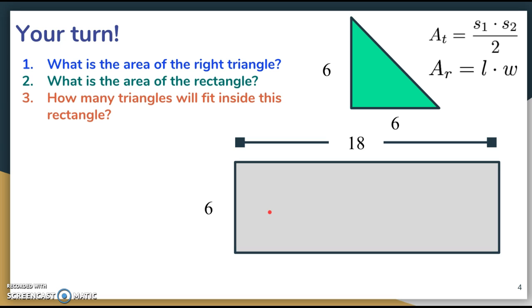So now it's your turn. What is the area of this right triangle? What is the area of this rectangle? And then how many of these triangles will fit inside the rectangle? In other words, if this is the area, how many times can it fit into here? Go ahead and pause for a moment and figure out this question for me.